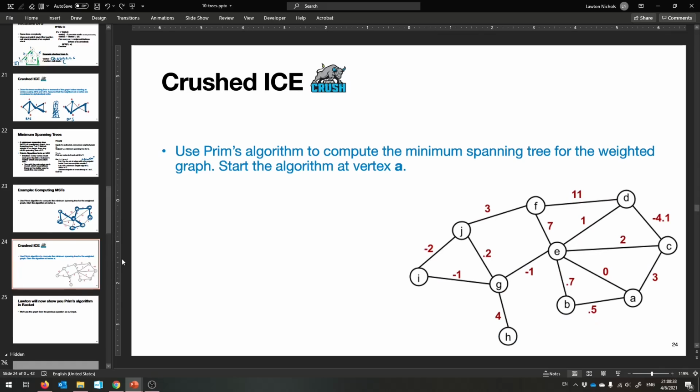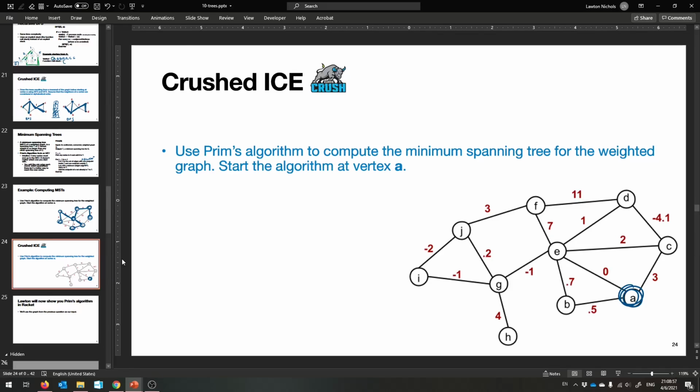And so what I want you to do is try it for this one, where you can have negative weights. It's totally fine. It still works out just fine. So again, I want you to start at A and give this one a try. Make the minimum spanning tree, please. Okay? And then we'll do it together.